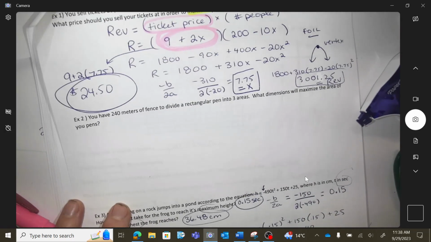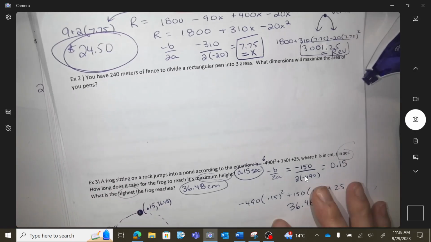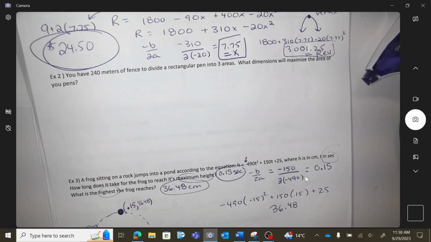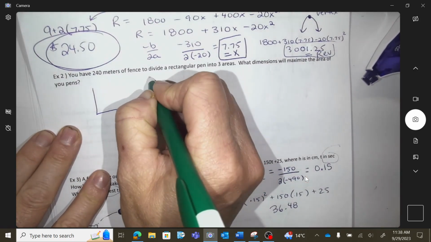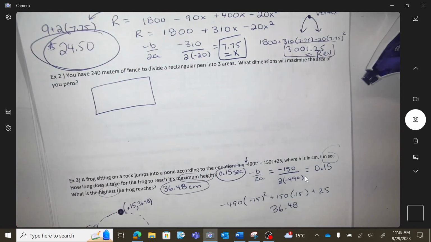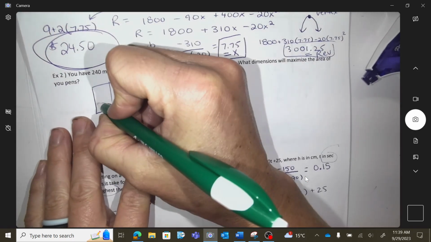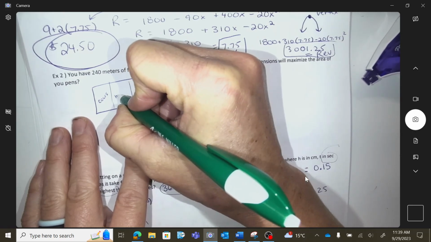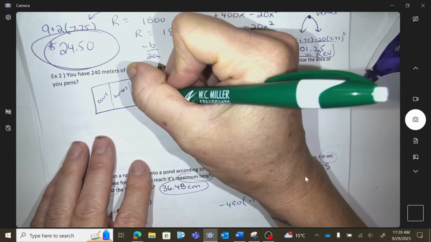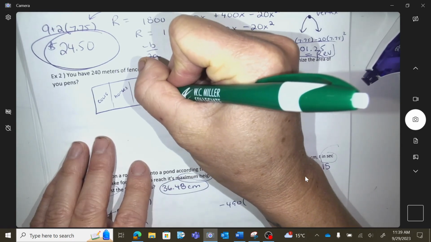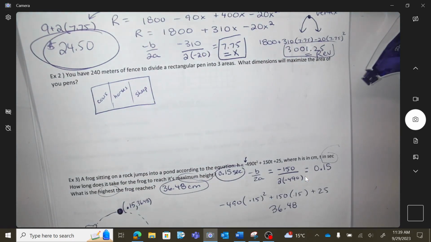Okay, this is a little bit of a harder one. Here we go. You have 240 meters of fencing, and you're going to take a rectangular pen and cut it into 3 areas. I'm going to put my cows in one section, horses in another, and sheep in this one. That's what it's doing. It's cutting the 3 parts. I need you to write me lengths and widths.